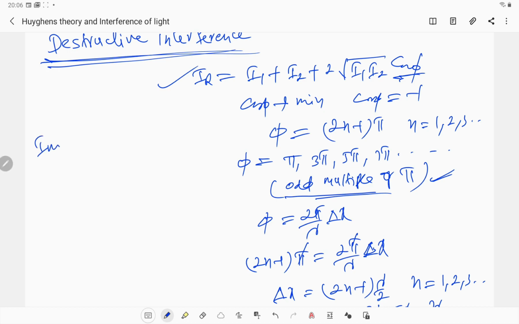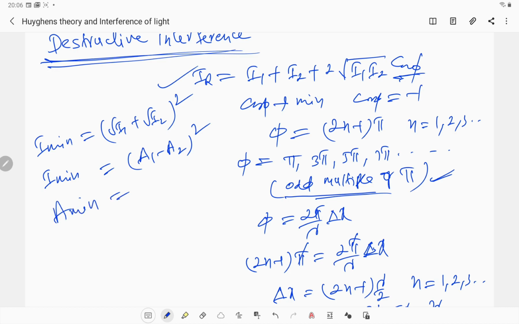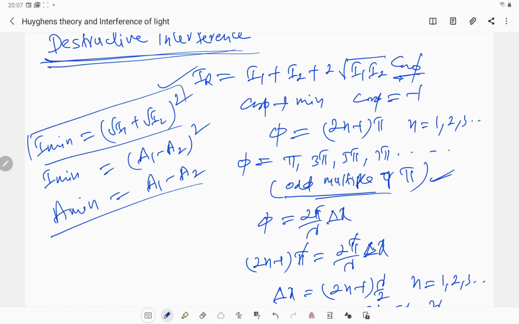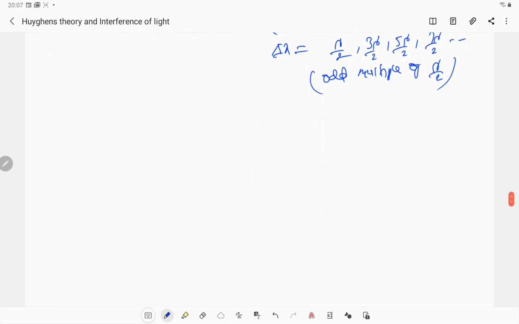Minimum intensity, I minimum, is equal to root I1 minus root I2 whole square, or in terms of amplitude, I minimum is equal to (A1 minus A2) whole square. Here the intensity is minimum, so the amplitude is also minimum, therefore A minimum is equal to A1 minus A2. This is the minimum amplitude, and this gives the maximum intensity and minimum intensity in case of destructive interference.